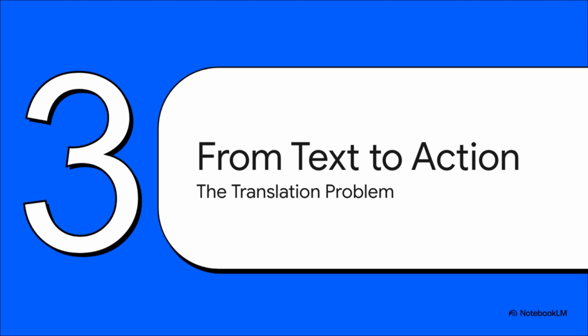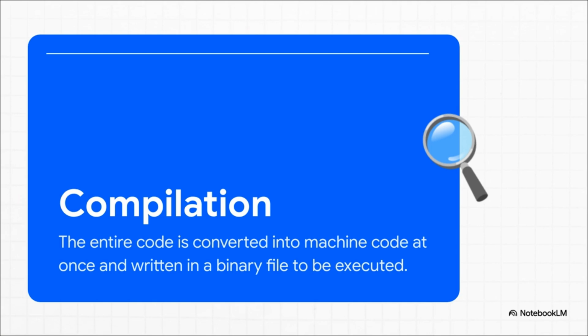Okay, so we know the engine is our translator, but how does it do it? This gets us to a really fundamental question in programming. How do you turn text into action? Historically, there have been two main ways to solve this problem. The first method is called compilation. With this one, you take your entire program, you translate it into machine code all at once, and you get a brand new file. It's an all-or-nothing deal that happens completely upfront before you even run the program.